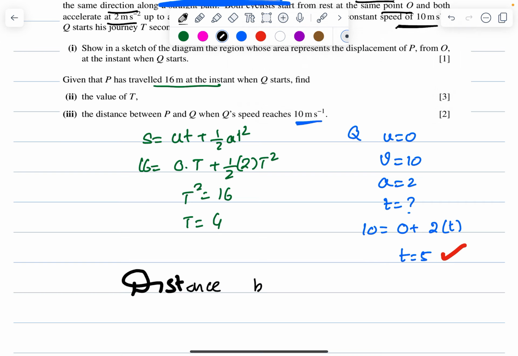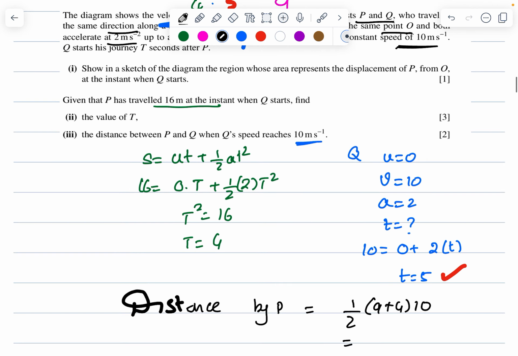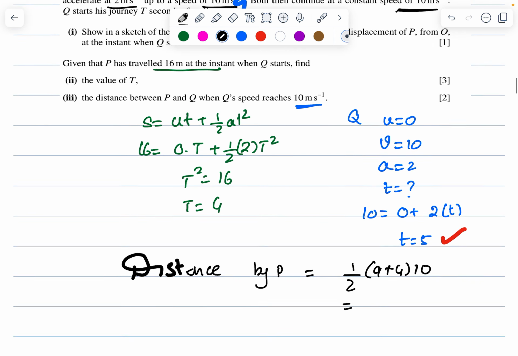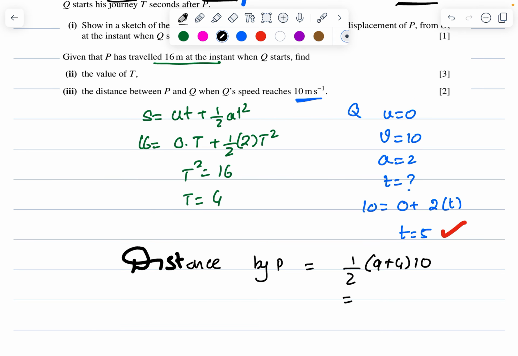Distance between P and Q will be the area of a trapezium: half times 9 plus 4 times 10, which is going to be nothing but how much? I am going to make it the distance, which is 13 times 5, 65.